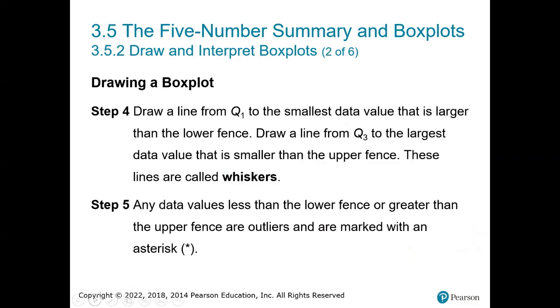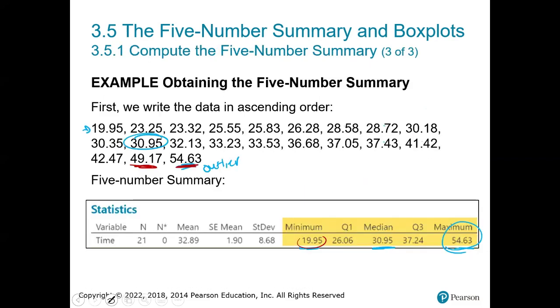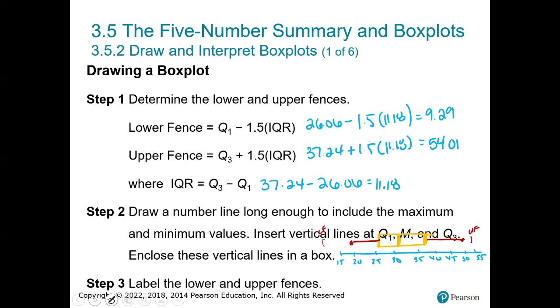Okay, any data value less than the lower fence or greater than the upper fence is marked with an asterisk. So the highest value we have is 54.63. And because that's above the upper fence, it is going to be marked outside with an asterisk. Again, you are not going to have to do this by hand. I am showing you it here, but StatCrunch is going to do all of it for you.